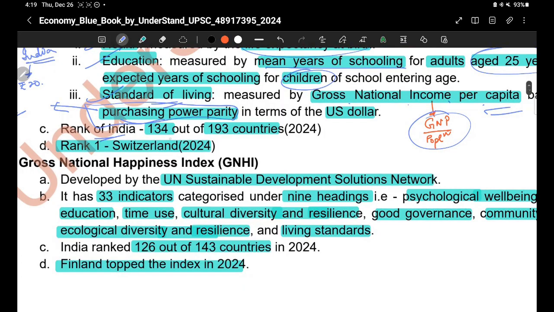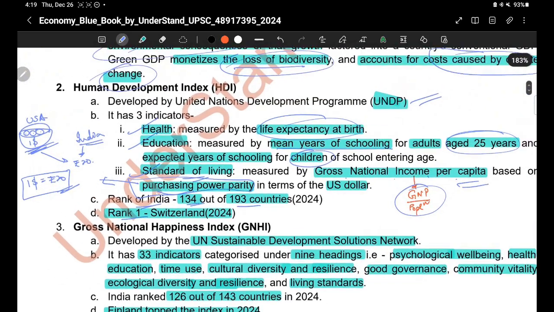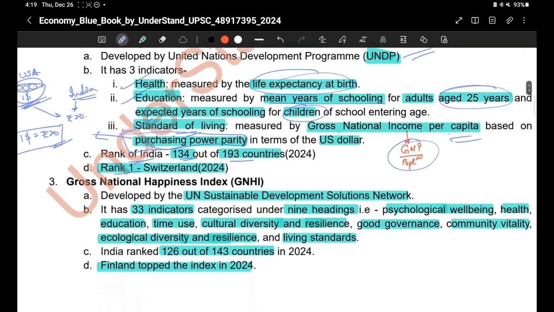Then rank of India. It turned out to be 134 out of 193 countries. Rank 1 is Switzerland. However, the Indian government doesn't accept this kind of index because it is not measured properly.